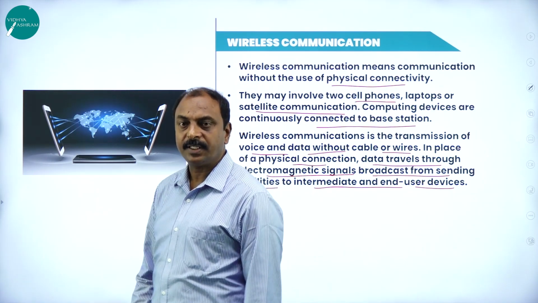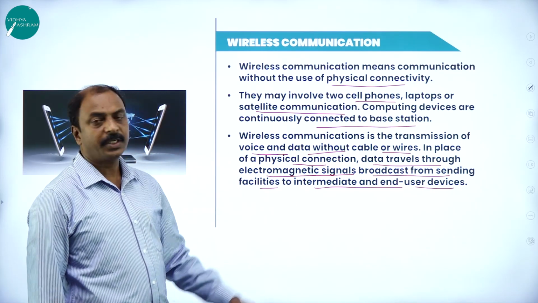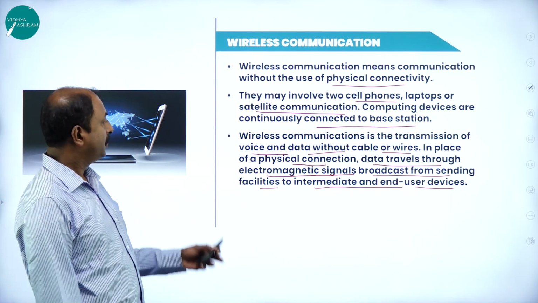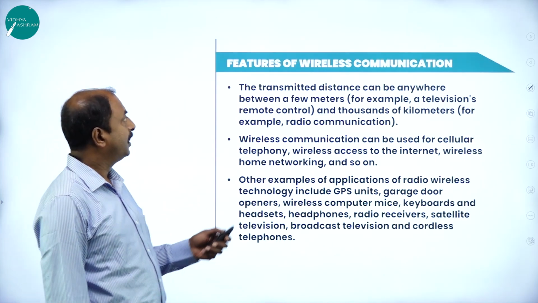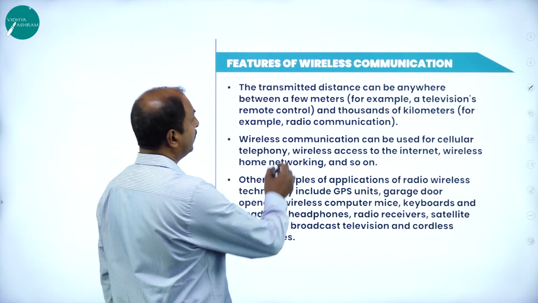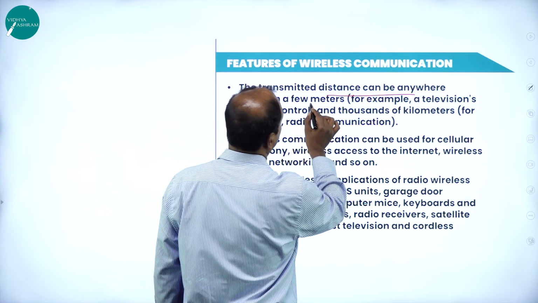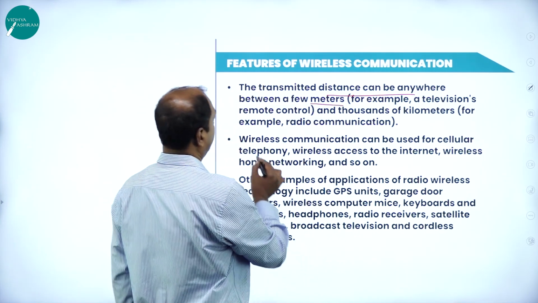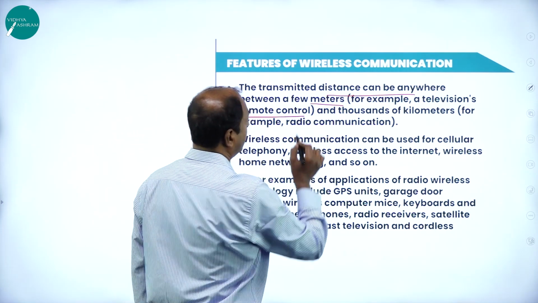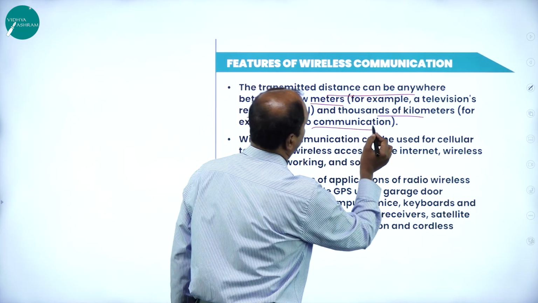And also we can see wireless keyboard and wireless mouse. All these are communication that takes place with different computer technologies. So this is wireless communication. Now let us see what the features of it are. Here the transmitted distance can be anywhere between a few meters, and a very good example is a television remote control, and thousands of kilometers for radio communication.